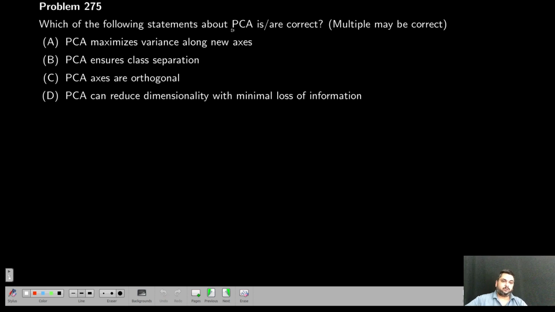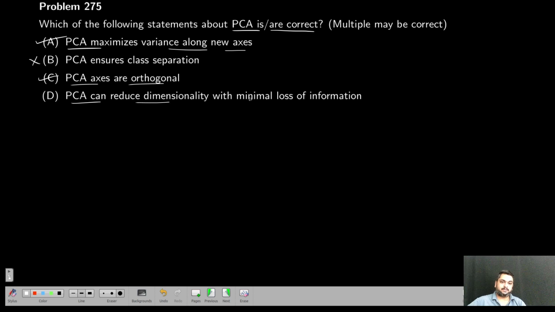Which of the following statements about PCA is correct? PCA maximizes variance along the new axis. Yes, that is true. That is the principal component. It finds the highest variance direction and then projects onto it. PCA ensures class separation. This is wrong. This is unsupervised learning, there is no concept of labels and classes here. PCA axes are orthogonal. Yes. When you get the principal components, the eigenvectors for each principal component are all orthogonal to each other.